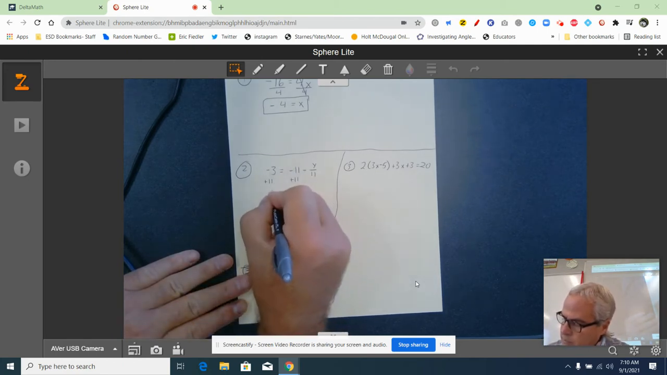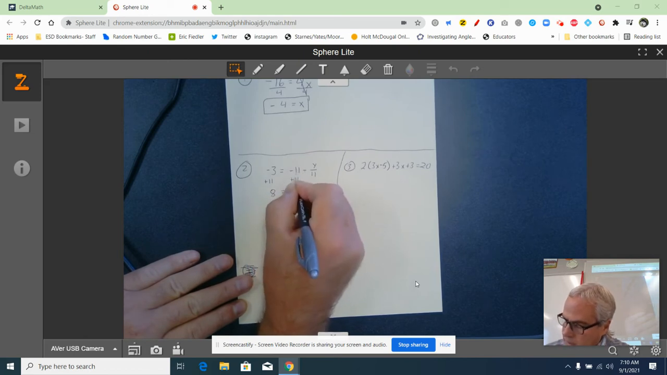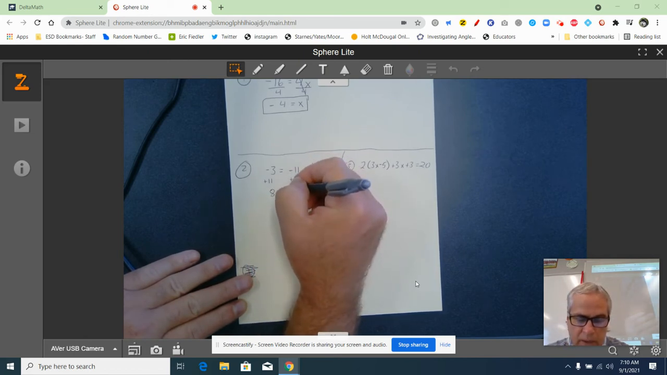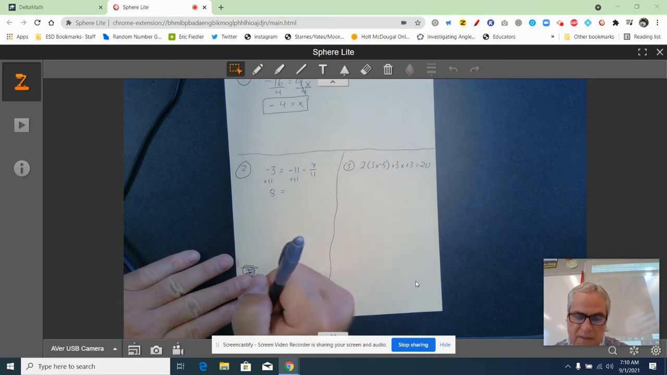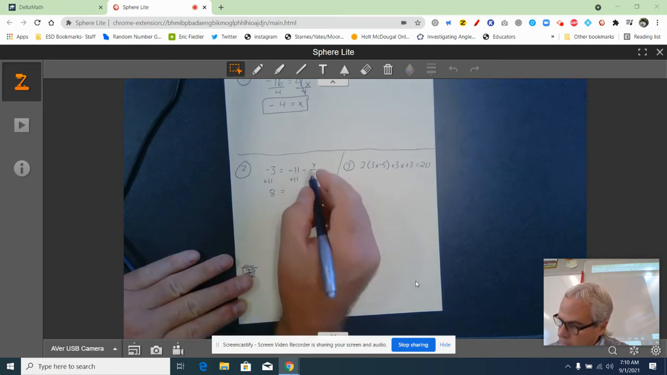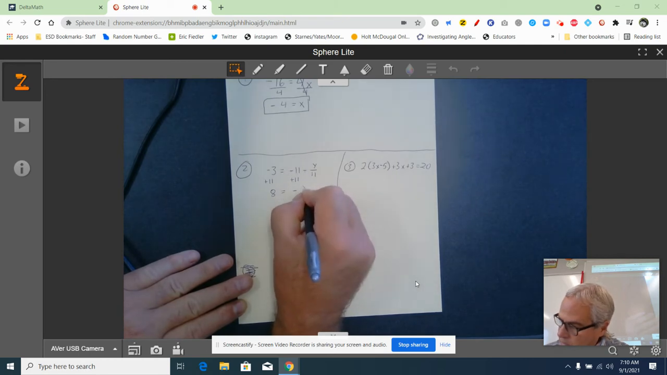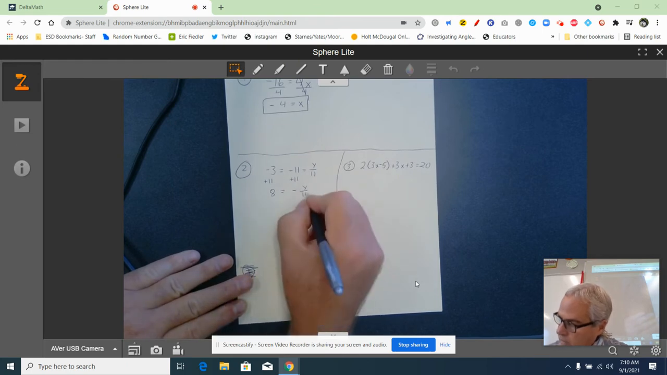Negative 3 plus 11 is a positive 8. That goes away. And again, some people will cross that out. I don't. Crossing out means canceling to me. But if it works for you, again, go ahead and do it. Don't forget that minus. That's a very common mistake, people will drop that minus that goes in front of this.